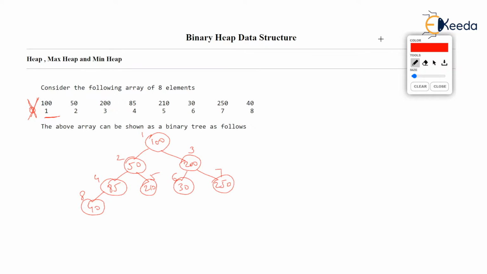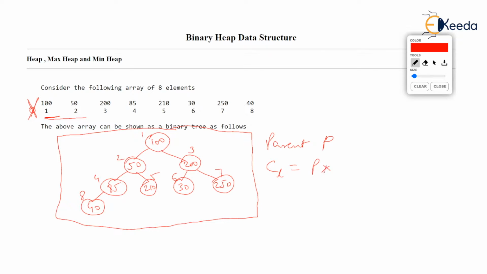Well, when the array indexing is started from 1, this is the heap that we have, isn't it? This is the heap. And we have numbered the nodes from 1 to 8. Now we know the relation. If parent P is given, P is the parent number, then left child CL is P into 2 and right child CR is P into 2 plus 1.